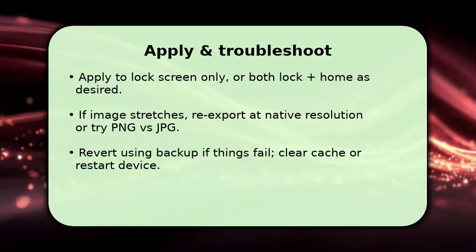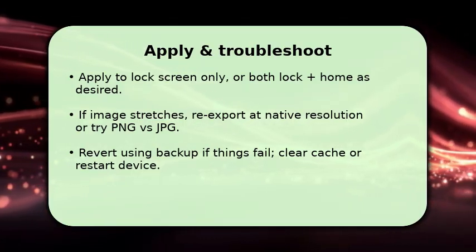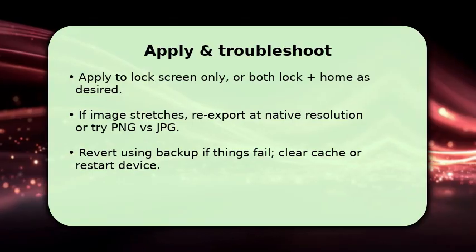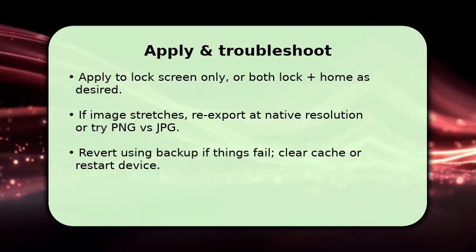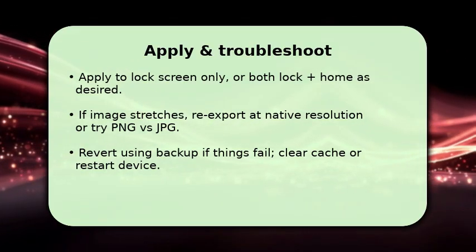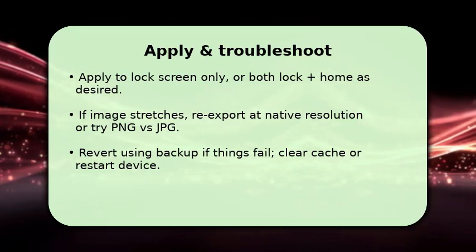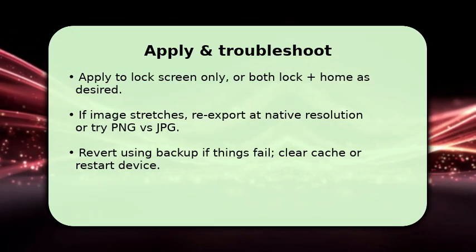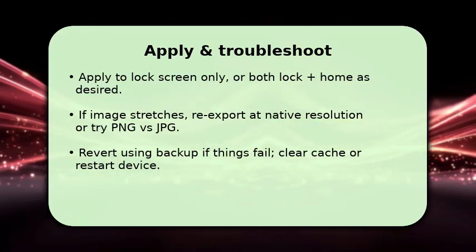If the image stretches or looks fuzzy, re-export at your device's native resolution or switch file formats between PNG and JPG, and then reapply. If the lock screen fails to update, clear the wallpaper app's cache, restart the phone, or restore the backup image to return to the previous state.